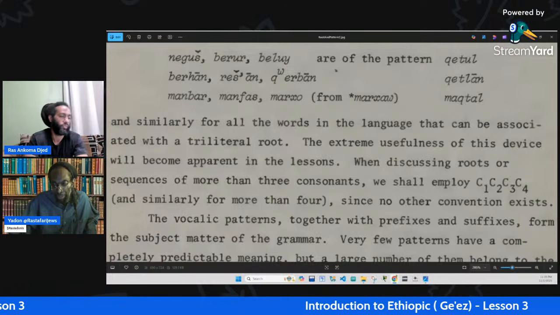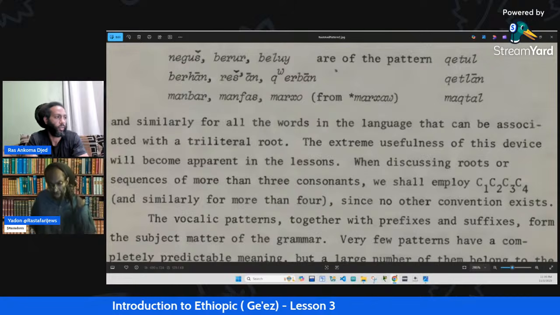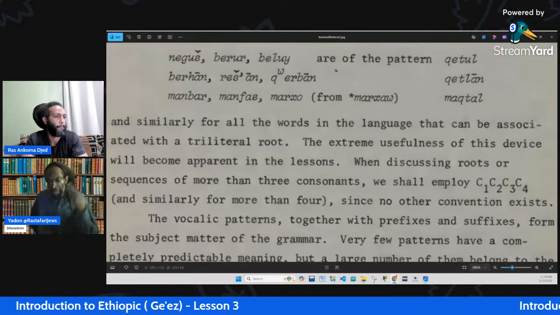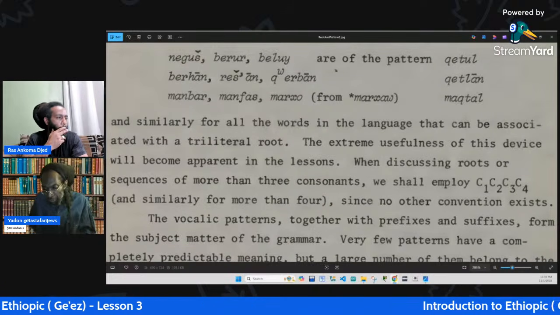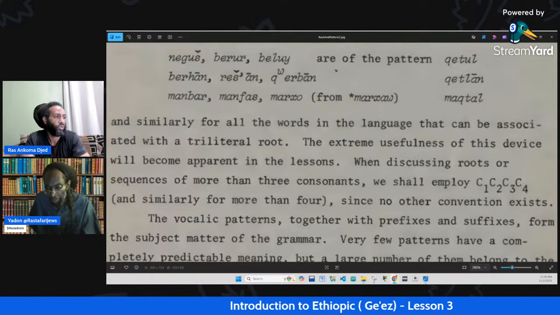And similarly, for all the words in the language that can be associated with the three-letter root, the extreme usefulness of this device will become apparent in the lessons.